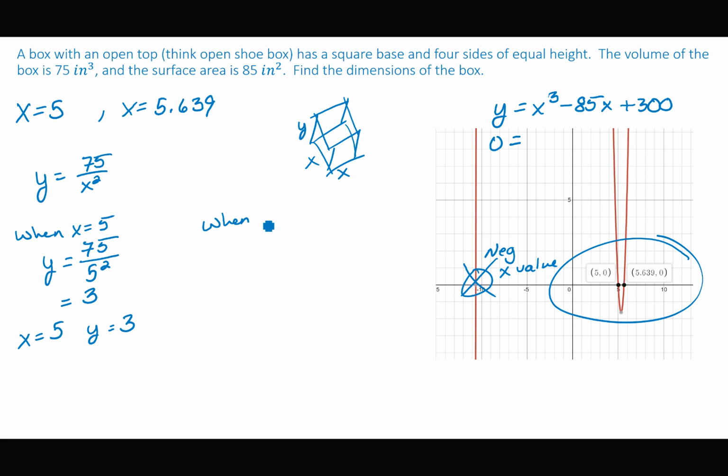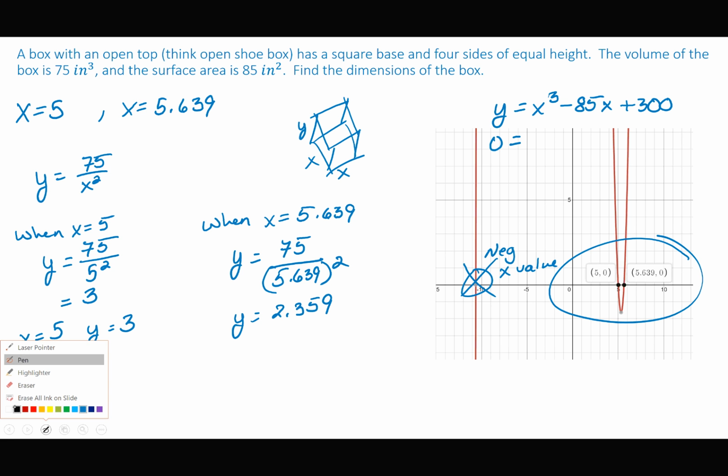Also, when x is equal to 5.639, that will also work. y will be 75 divided by 5.639 squared, which gives us a y value of 2.359. So I'll just write in here final answers.